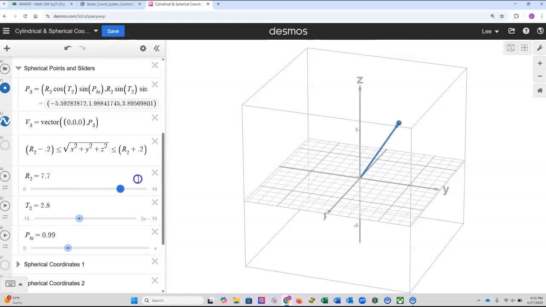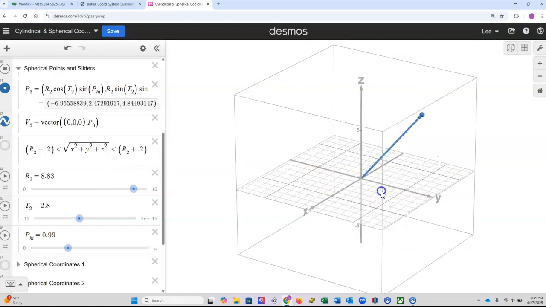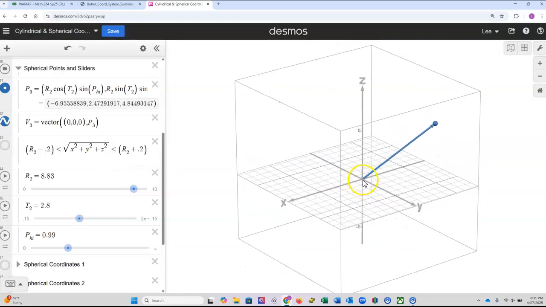This r is now, instead of just distance from the z-axis, going to be distance to the origin. So this origin point 0, 0, 0, that is the distance that we go out there. And this is what we usually call rho. So spherical coordinates will usually have something called rho.